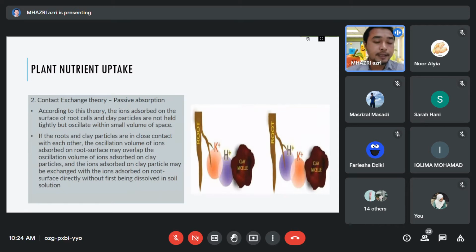The second mechanism in passive absorption of elements is contact exchange theory. So what is contact exchange theory? According to this theory, the ions absorbed on the surface of root cells and clay particles are not held tightly, but oscillate within small volumes of space. If the roots and clay particles are in close contact with each other, the oscillation volumes of ions absorbed on the root surface may overlap the oscillation volumes of ions absorbed on clay particles, and ions absorbed on clay particles may be exchanged with ions absorbed on the root surface directly without being first dissolved in soil solutions.